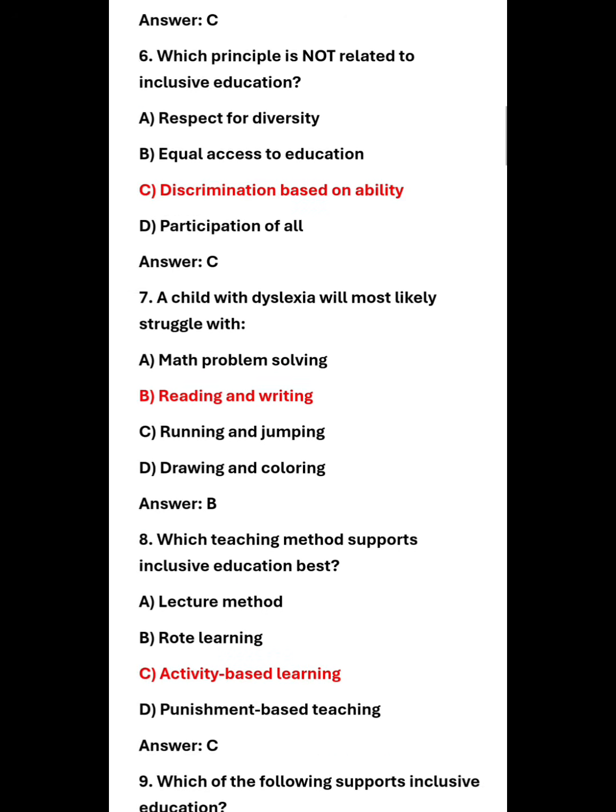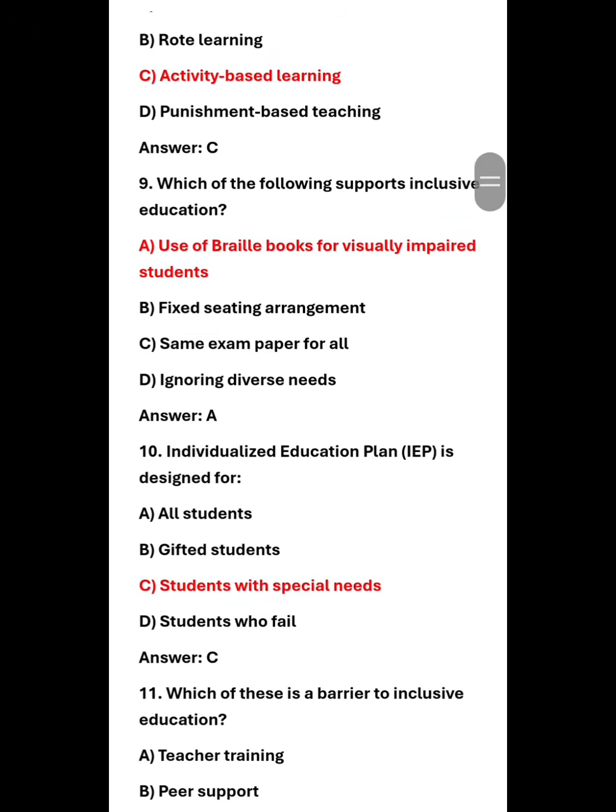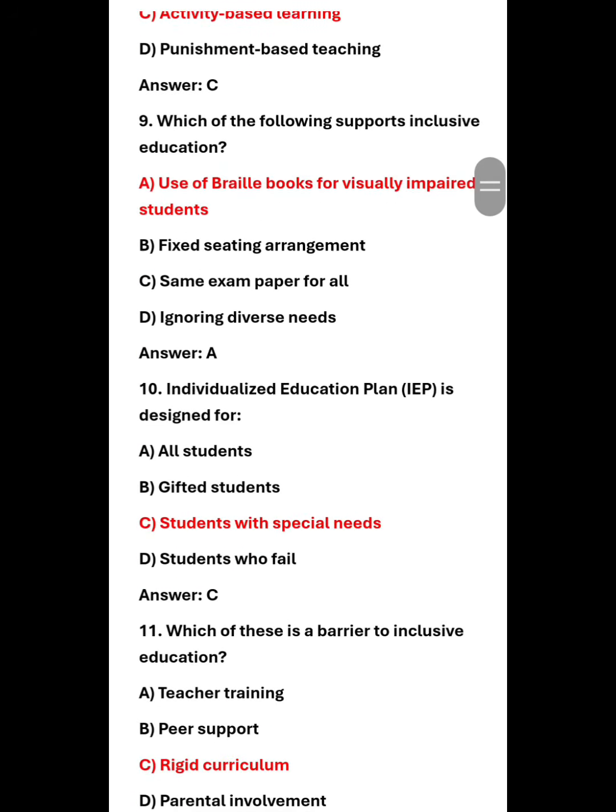Question number 7: a child with dyslexia will mostly struggle with reading and writing. Question number 8: which teaching method supports inclusive education best? The answer is number C, activity based learning. Number 9: which of the following supports inclusive education? The answer is number A, use of braille books for visually impaired students.